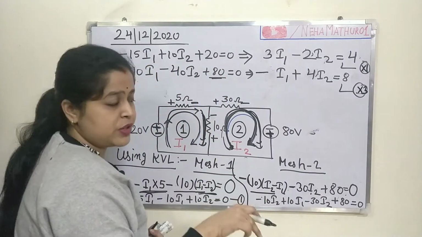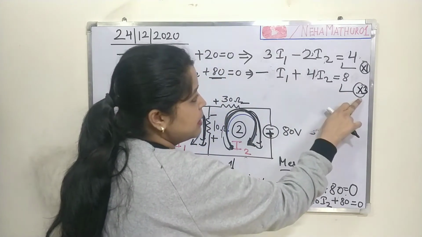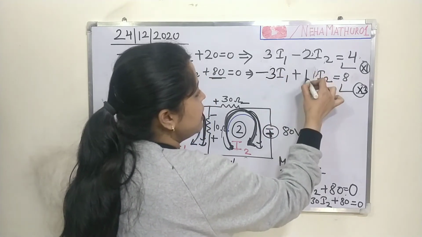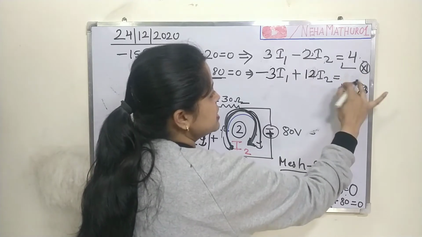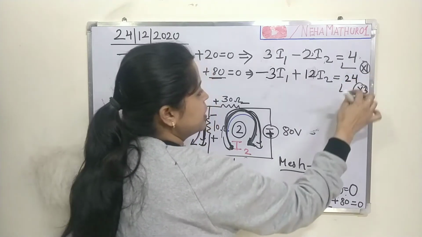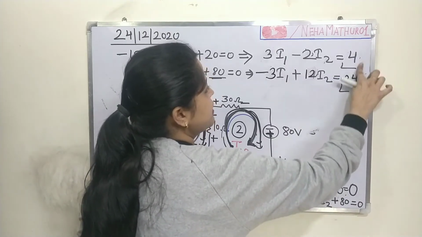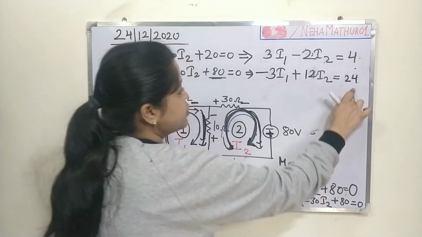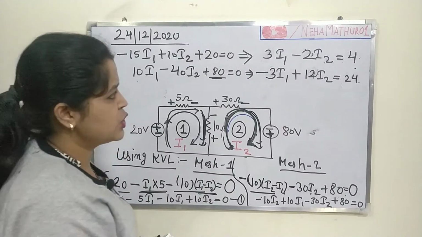So now the new equation, when multiplied by 3, will become 3I1 + 12I2 = 24. Your other equation, when multiplied by 1, will have no change. So now you have these two equations. Just add these two equations.